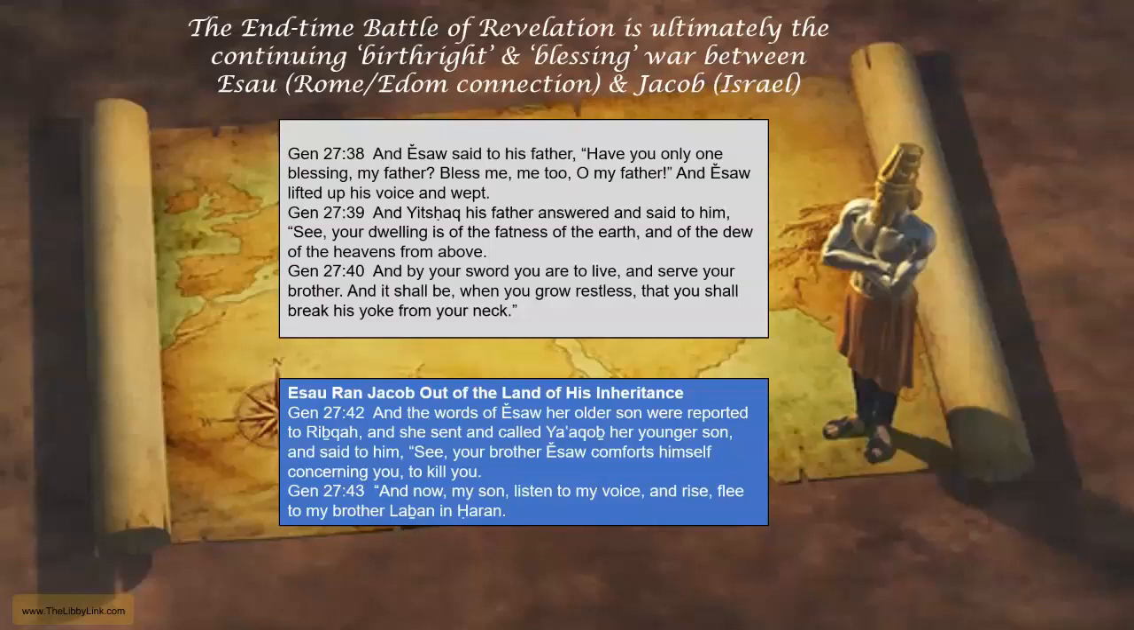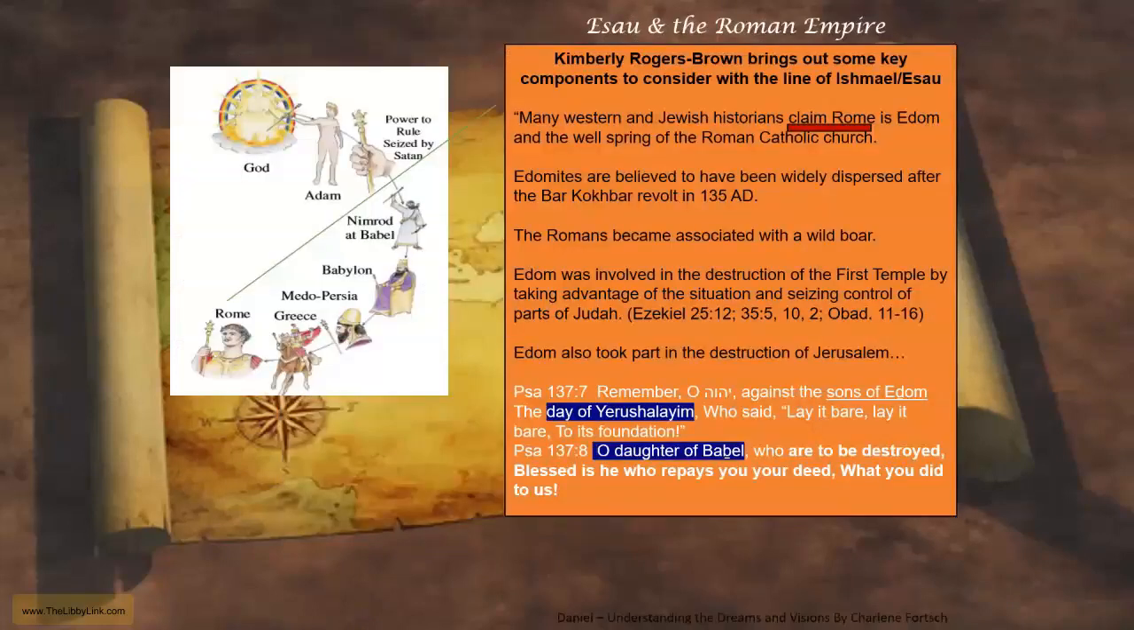Esau, we also know, ran Jacob out of the land of his inheritance. We read about that in Genesis 27:42 through 43. And the words of Esau, her older son, were reported to Rebekah, and she sent and called Jacob, her younger son, and said to him, "See, your brother Esau comforts himself concerning you to kill you. And now, my son, listen to my voice and rise, flee to my brother Laban in Haran." Anyway, let me just keep on going.